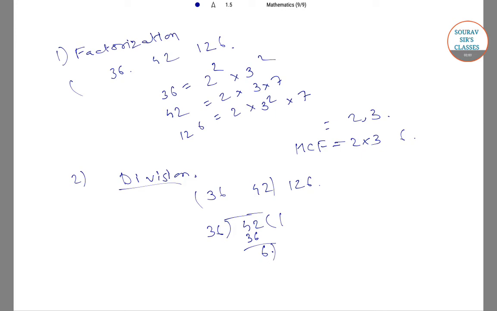Next, we will divide the divisor by the remainder. We will continue this process until the remainder is 0. Then we will divide the next number, in this case 126, by the divisor, which is 6. Here we would get the remainder as 0 again. So our HCF is 6.